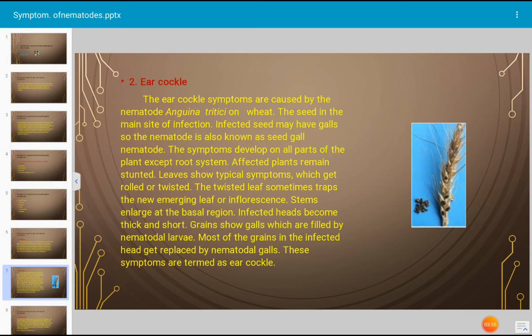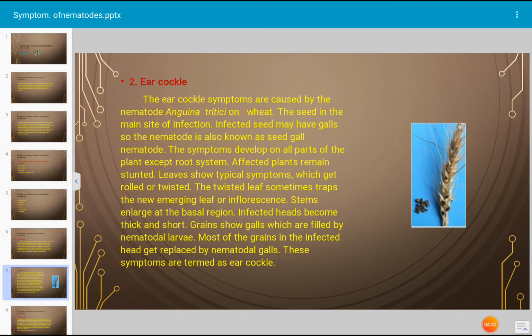The leaf blades split off twice or many times. The leaves of the infected plant get twisted and stems show extra enlargement near the soil surface. The infected ear remains shorter and thicker. A dark black gall is formed at the place of the grain. Only one or a few of the grains are transformed into nematodal galls in the ear. This type of symptom occurs in wheat because of Anguina tritici, the name of the pathogen, and the disease is known as ear cockle, a type of symptom.